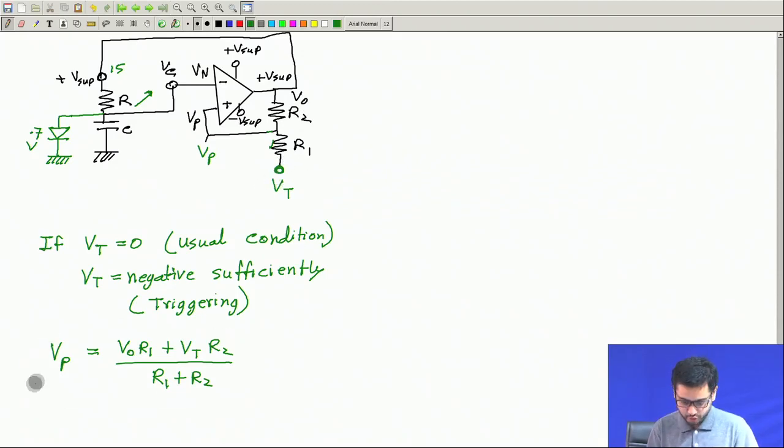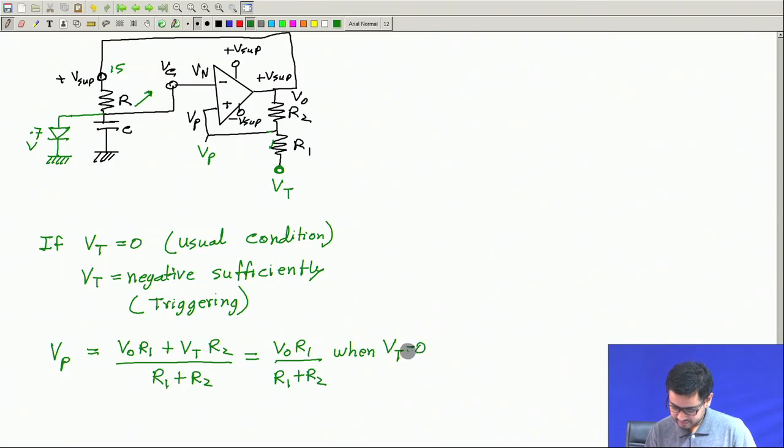So this is the voltage at this point, and this is equal to VO R1 by (R1 plus R2) when Vt is equal to 0. So this is the normal condition, normal feedback with this grounded, and this can be equal to some negative value if Vt is negative, sufficiently negative.